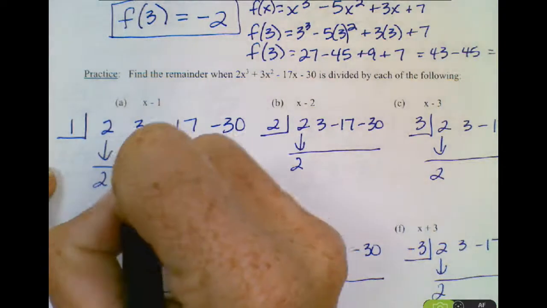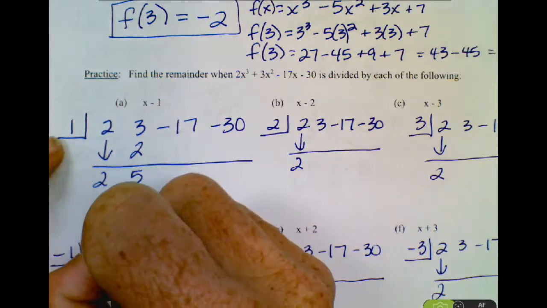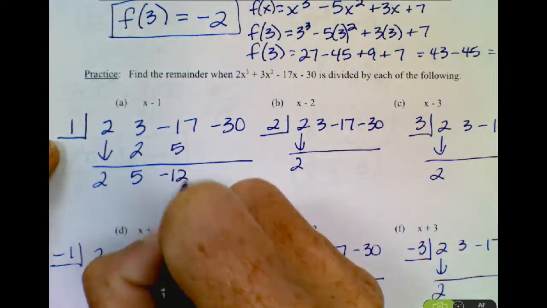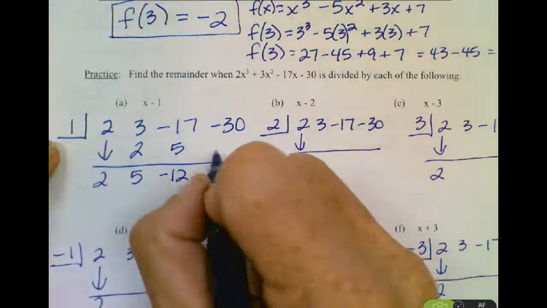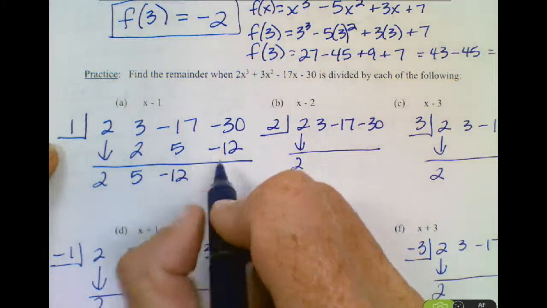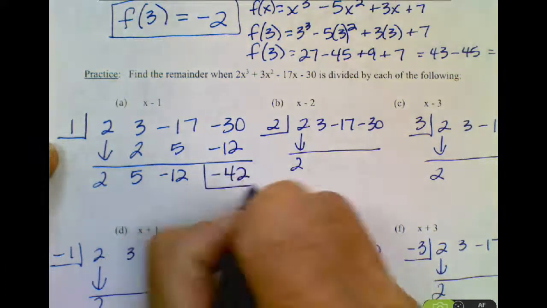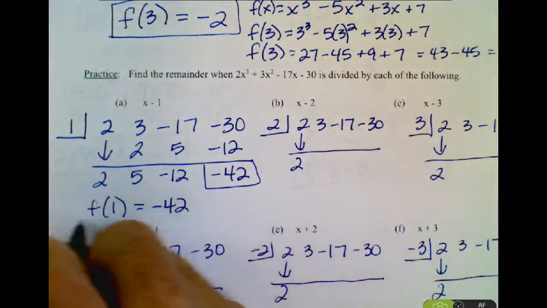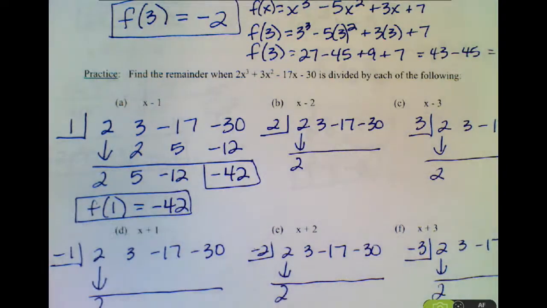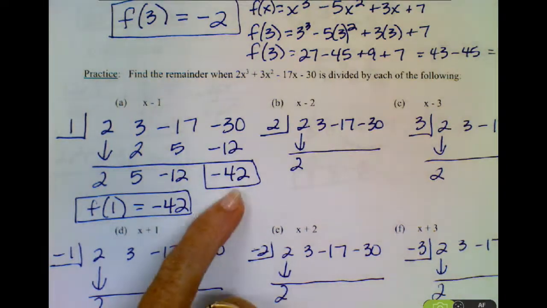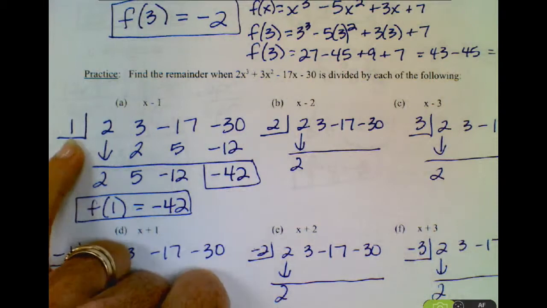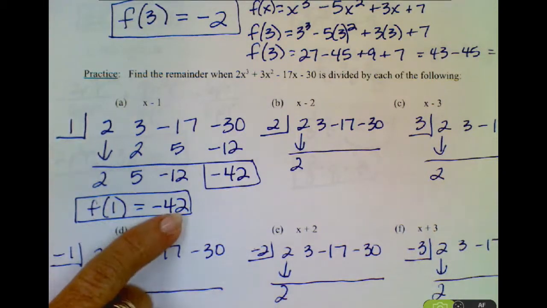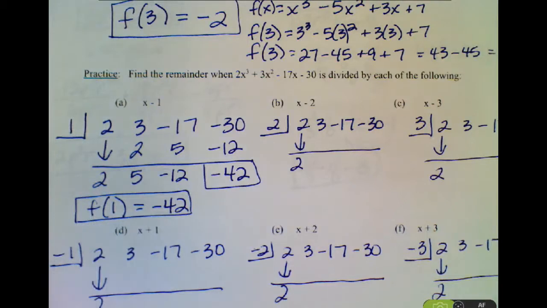So 1 times 2 is 2. 3 plus 2 is 5. 5 times 1 is 5. Negative 17 plus 5 is negative 12. 1 times negative 12 is negative 12. Negative 30 minus 12 is negative 42. So by the remainder theorem, what I know is that f of 1 equals negative 42. That's what the remainder theorem tells me. If there is a remainder for this solution, when I plug this solution into this function, the resulting answer will be equal to that remainder.